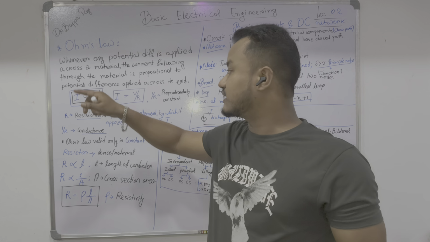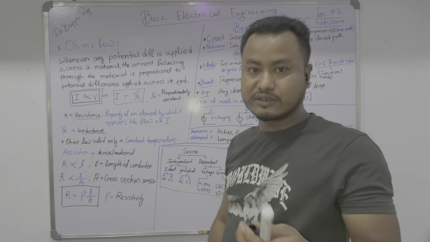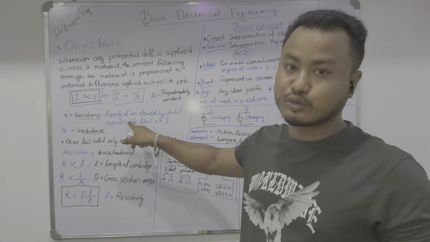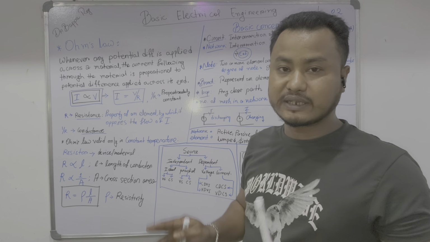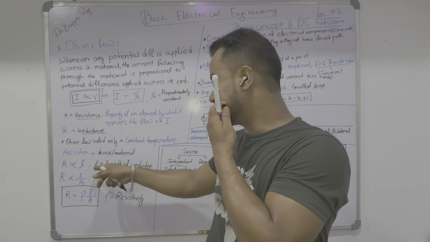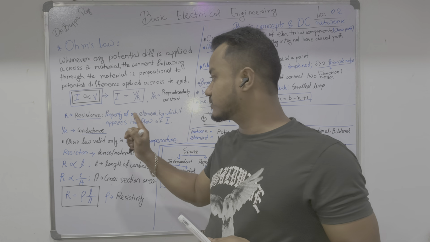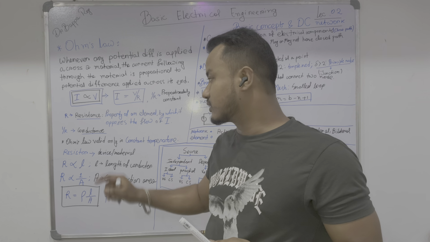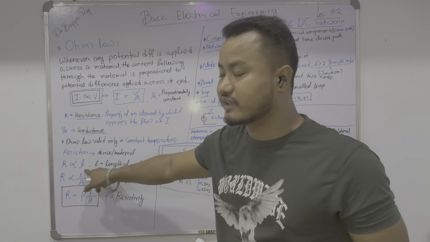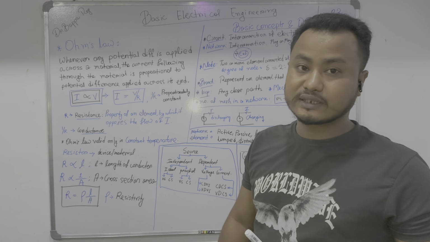Resistance and resistivity, and resistor, are different things. Resistance or resistivity is the property. Resistor is the material or the device, same as a conductor. So R is called resistance, and 1 by R is called conductance. R is directly proportional to L, the length of the conductor.